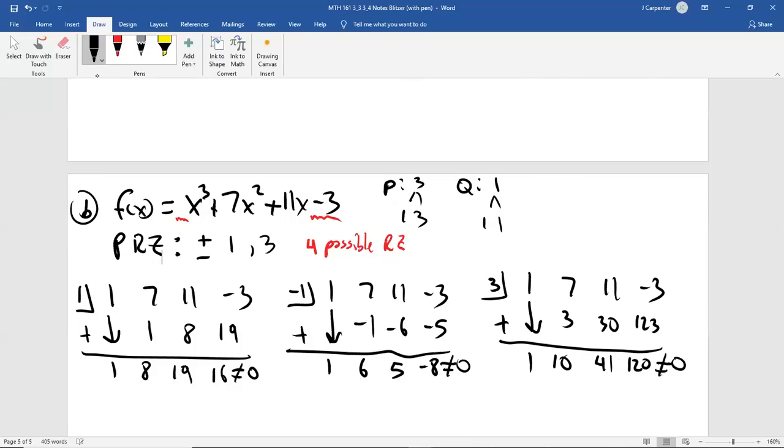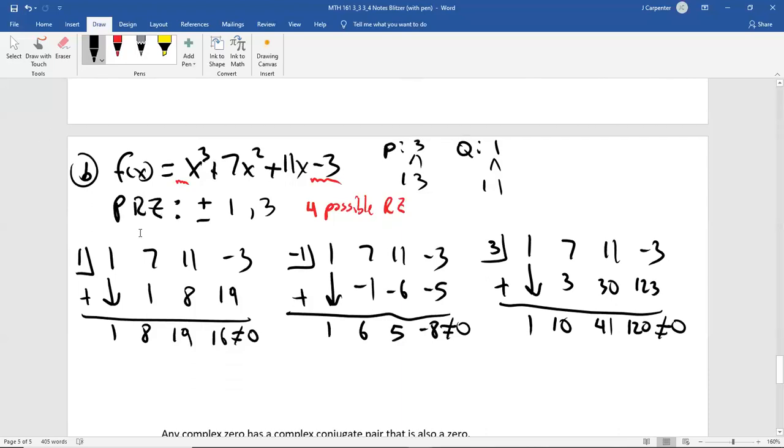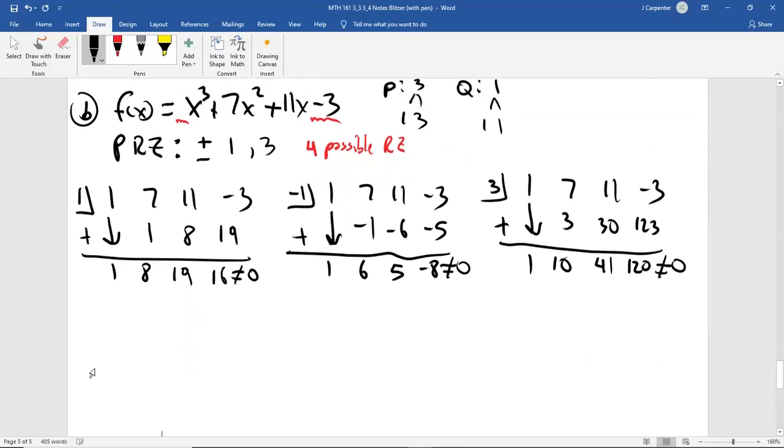Definitely not 0. And it's cool that we now know these function outputs. F of 1 is 16. F of negative 1 is negative 8. F of 3 is 120. We could use those as points to help graph. Might be helpful if you were asked to graph, which you weren't.